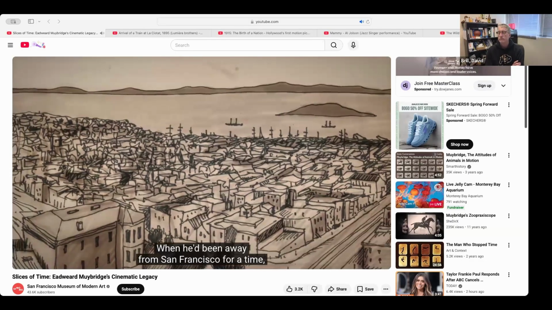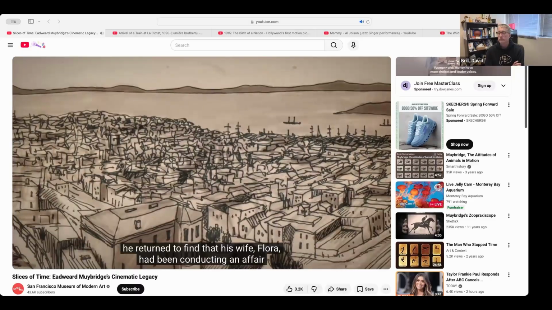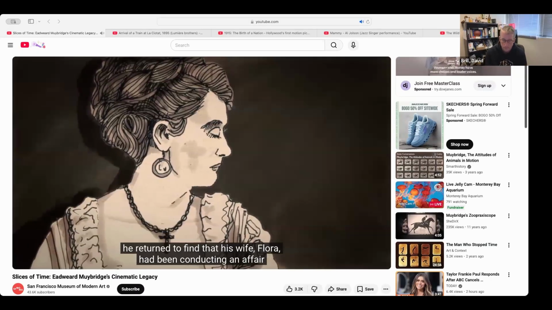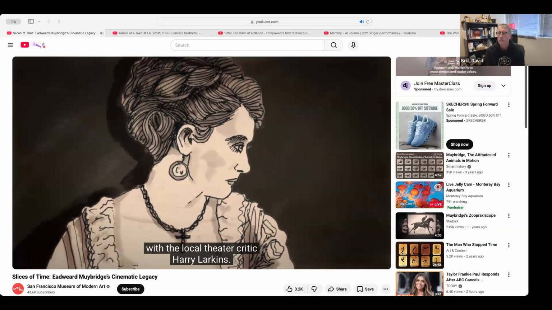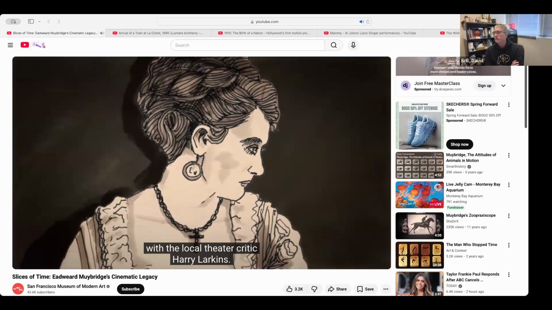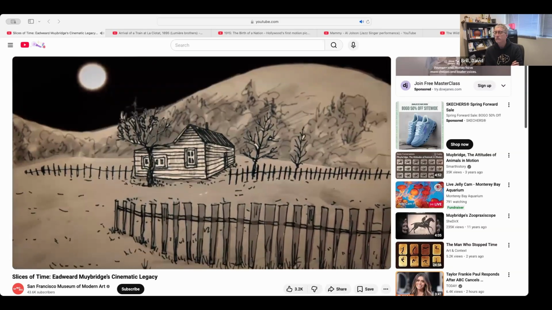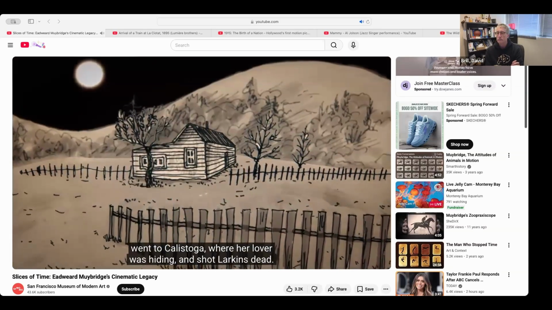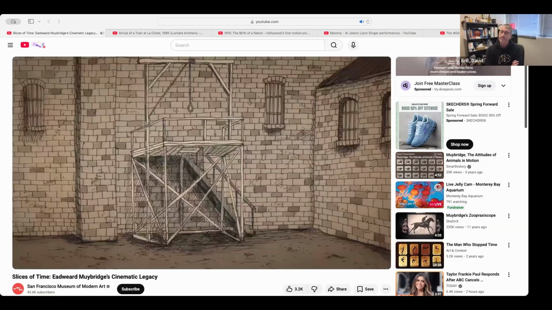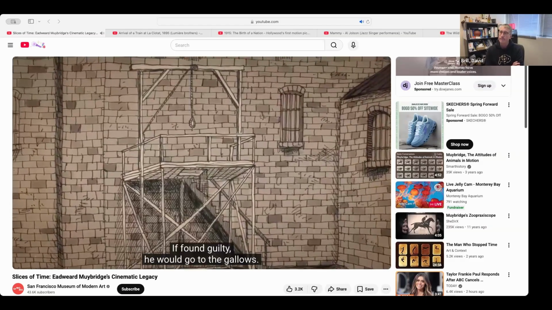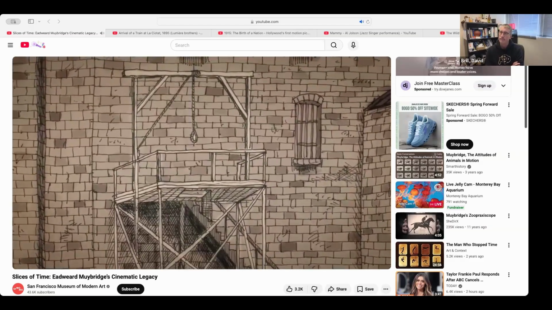When he'd been away from San Francisco for a time, he returned to find that his wife, Flora, had been conducting an affair with the local theater critic, Harry Larkins. Stricken, Muybridge got on a ferry, went to Calistoga where the lover was hiding, and shot Larkins dead. He was put on trial for murder. If found guilty, he would go to the gallows.